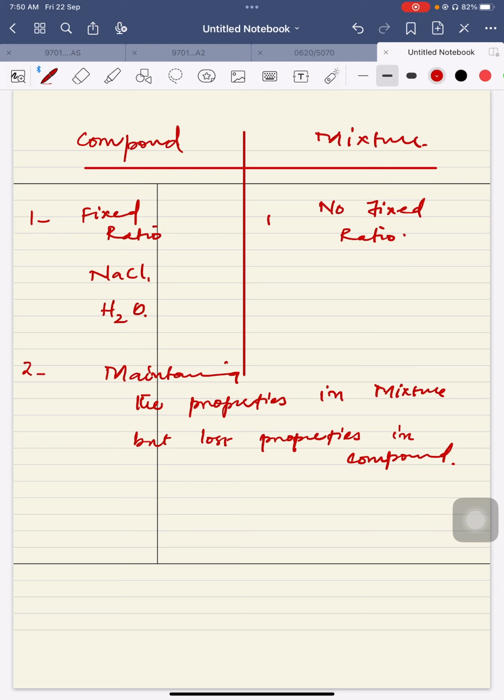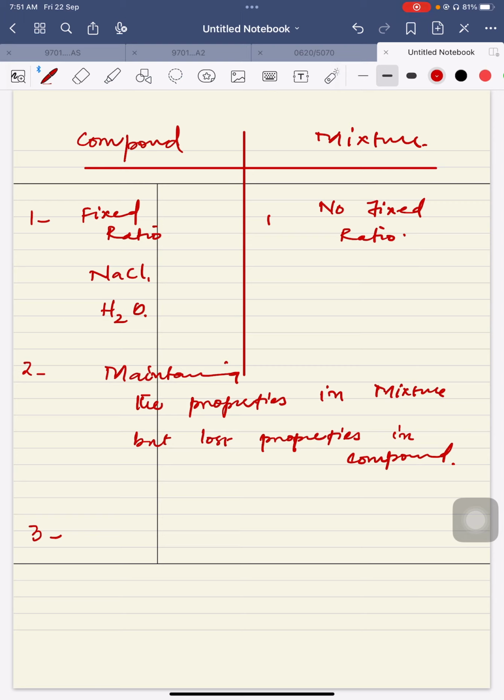Now we are discussing point number three, that is the third difference between a compound and a mixture. We can say that in a compound, we cannot go back to the components' original state by physical methods. We can go to the original state of the components by electrolysis. Now, what is electrolysis? It is basically the passage of electric current through a substance, and the substance converts itself into its components.